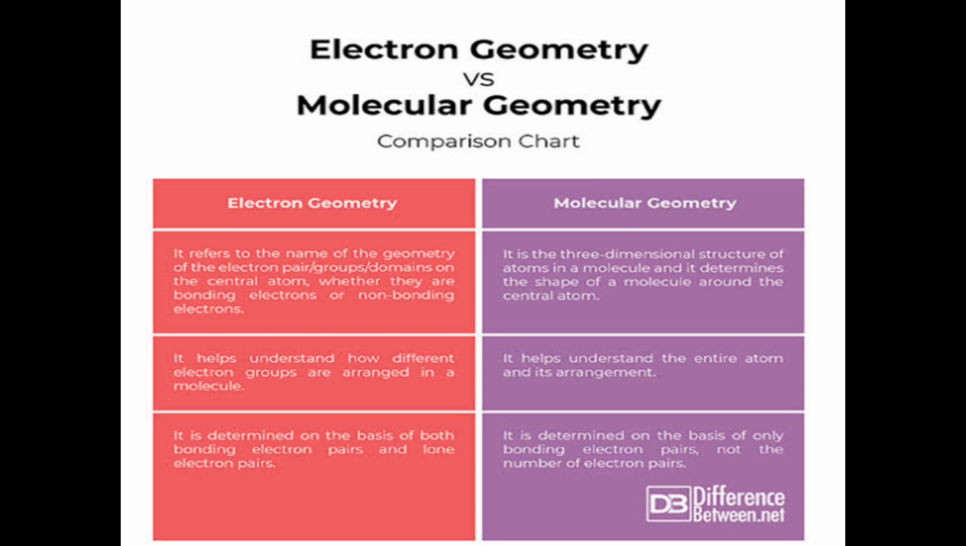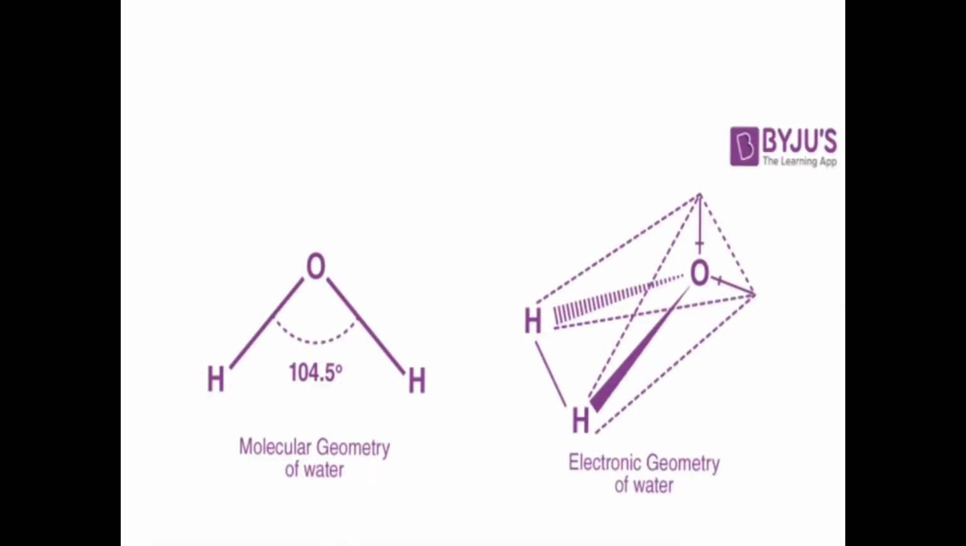Electron geometry helps us to understand how different electron groups are arranged in a molecule. Molecular geometry helps us to understand the entire atom and its arrangement. Then electron geometry is determined on the basis of both bonding electron pairs and lone pairs, while molecular geometry is determined on the basis of only bonding electrons, not the number of electron pairs. So these are salient differences between the two. For instance, this is the molecular geometry of water, and this is the electron geometry of water.